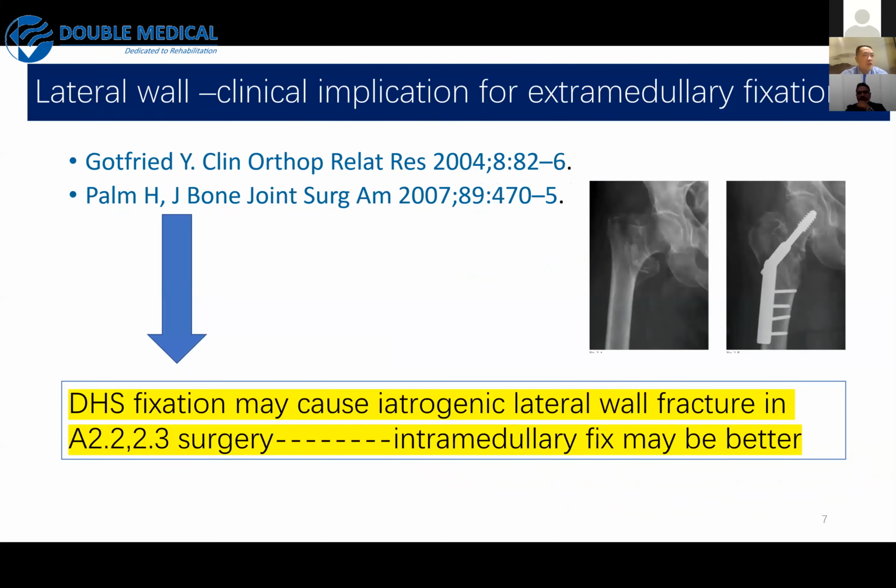Before these concepts came to us, in 2007, Dr. Palm told us some clinical implications for the lateral wall for extramedullary fixation. He found that during A2.2 and A2.3 fracture surgery, if you use the DHS fixation, it may cause iatrogenic lateral wall fracture because of the very thin lateral wall in this kind of fracture. So you choose the intramedullary fixation may be better.